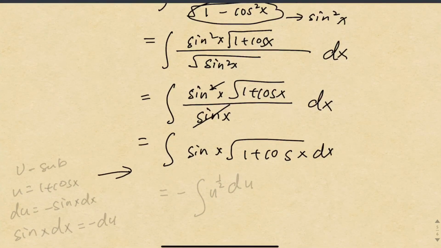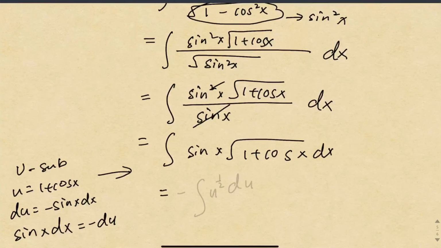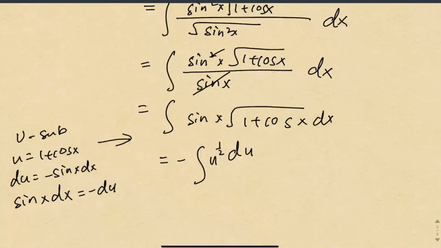So now you can use substitution to solve it. So we let u be what? In this case, we could let u be 1 plus cos x. So we differentiate it, du is negative sine x dx. So we can actually replace sine x dx by negative du. So now the integral becomes negative u to the power of a half du. So you can continue to solve this integral.